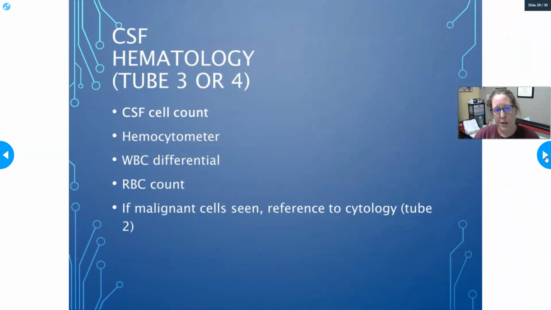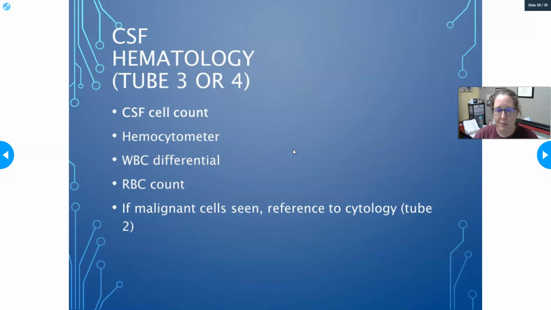Spinal fluid hematology should be done on tube 3 or 4. Again, you usually don't want it on tube 1 because, especially if there's a traumatic tap, some of the blood could simply be a contaminant. So we do a CSF cell count, so red count and white count. This usually uses a hemocytometer on the microscope. A white cell differential can also be done.